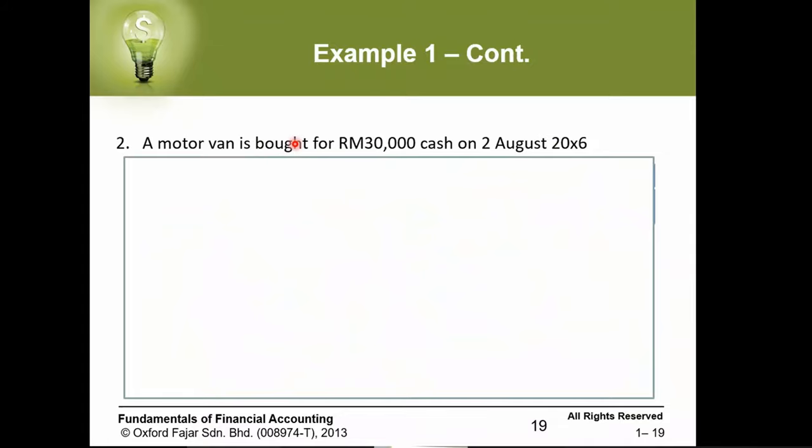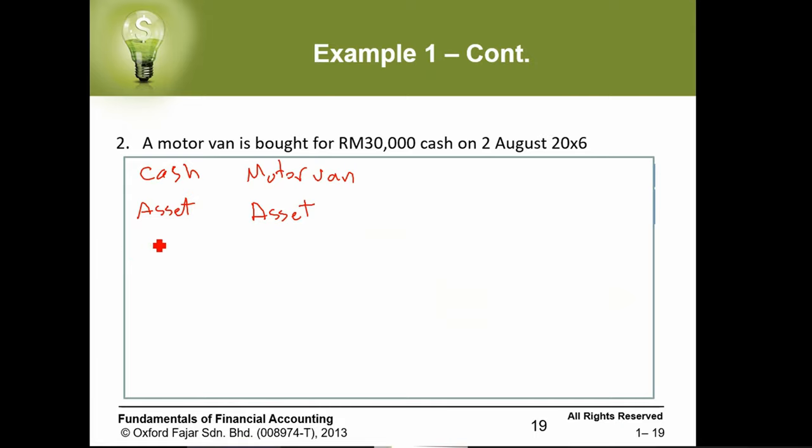Motor van is bought for 30,000 cash on August 2nd. Ma'am, we have our two accounts now, motor van and cash. Yes, we have cash and we have motor van. This is the first step. Second step, cash is what? Asset, liability, or owner's equity? It is asset. Good. Motor van, that is also asset. Asset, good.